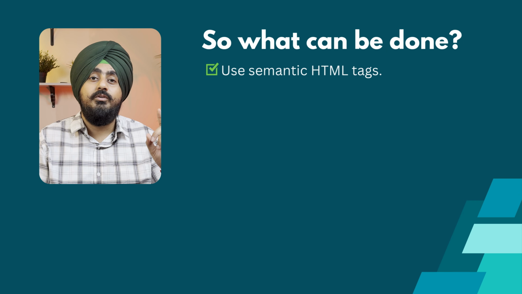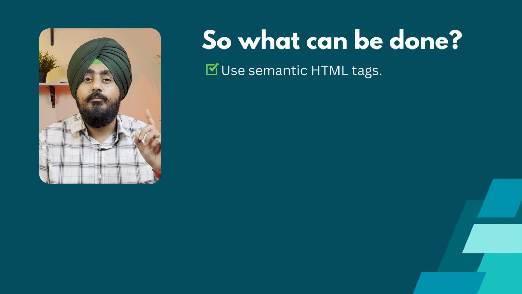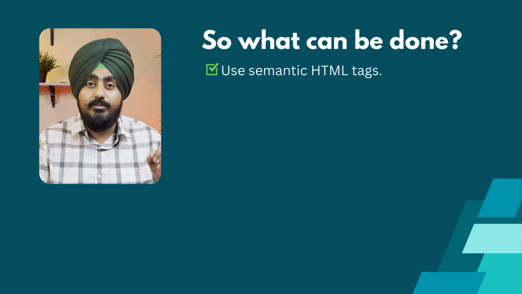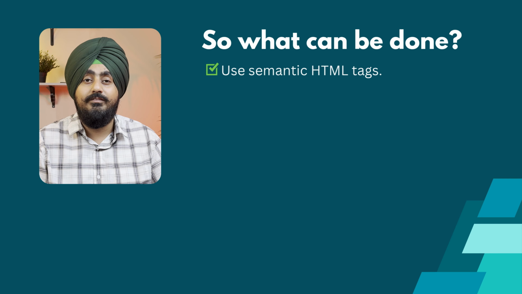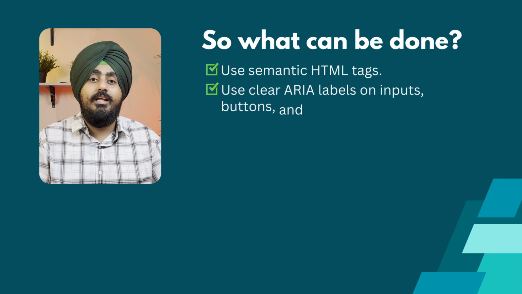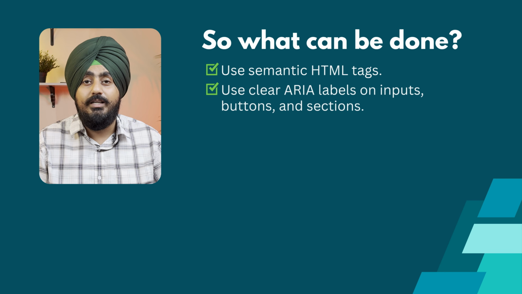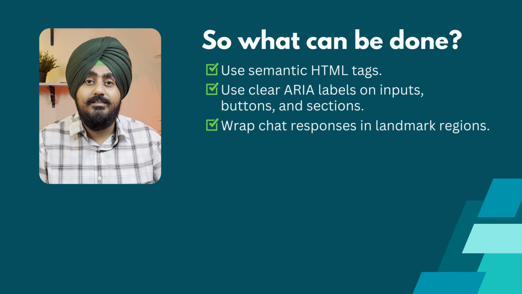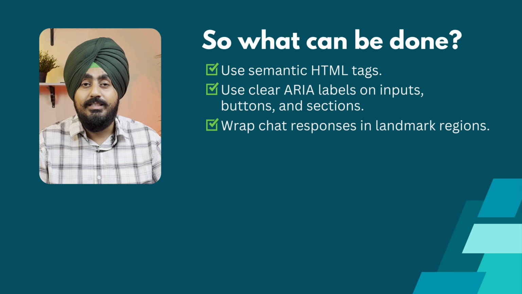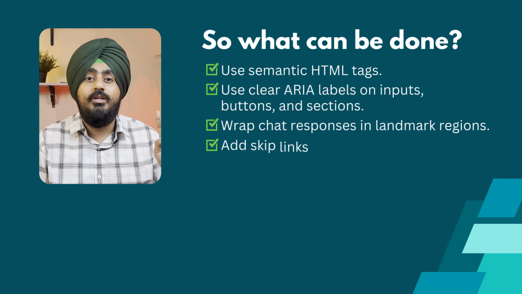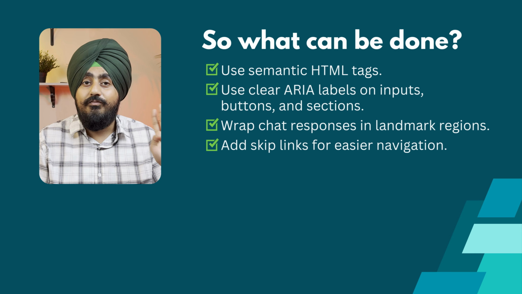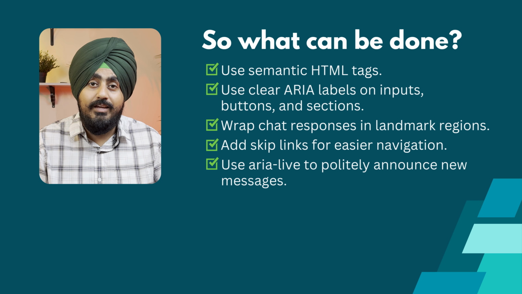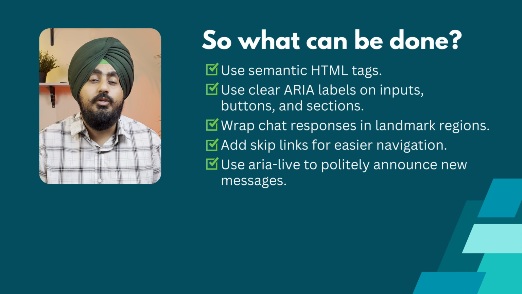So what can be done better? It all starts with using semantic HTML, providing users the ability to navigate responses by headings or paragraphs. Use clear ARIA labels on inputs, buttons, and sections. Wrap the chat responses in landmark regions. Add skip links for easier navigation. And finally, use aria-live to politely announce new messages.